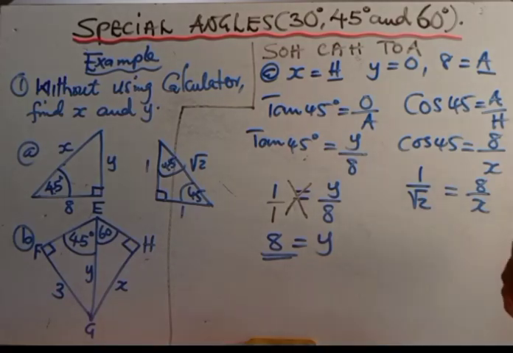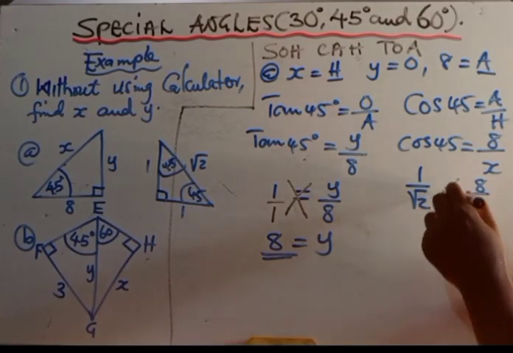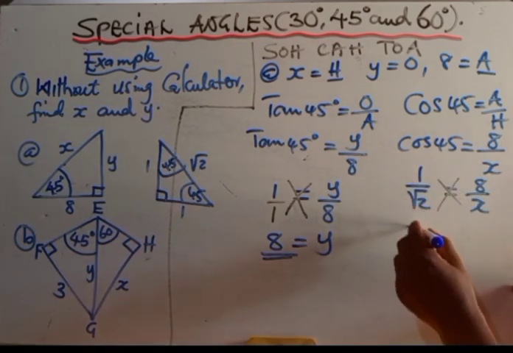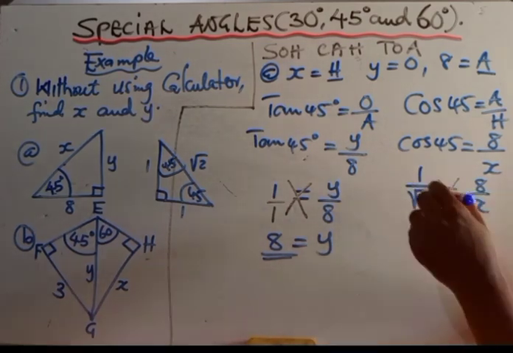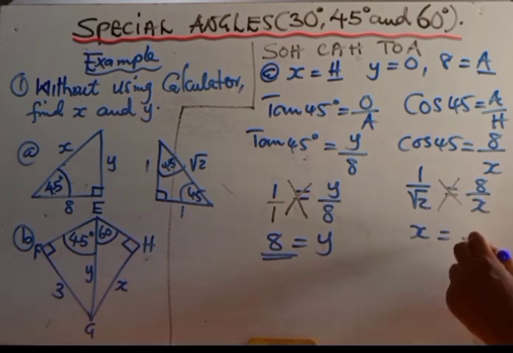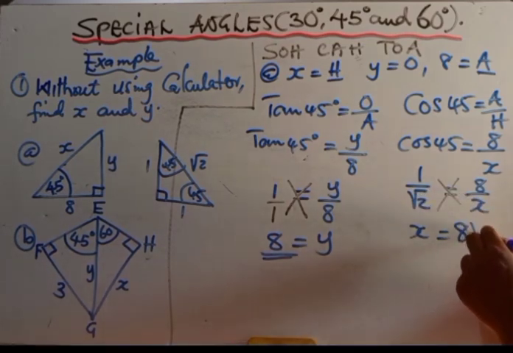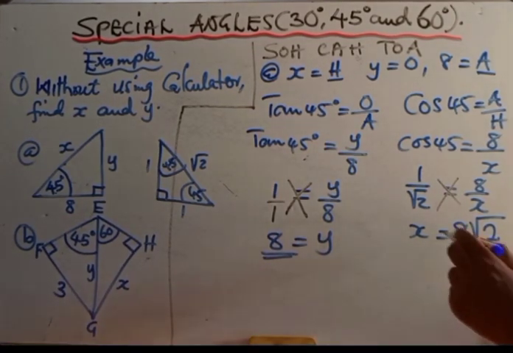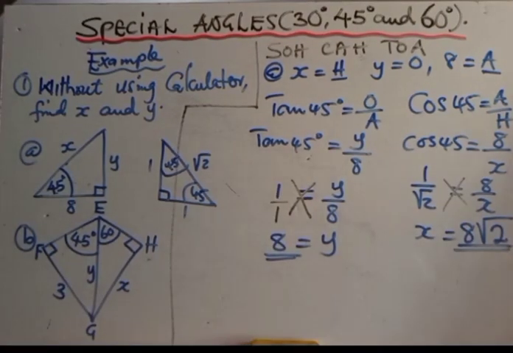Once we reach here, our interest is to find the value of x, so we cross multiply. We are going to say 1 times x will give x, then the square root of 2 times 8 will be 8 square root of 2, the way I've written it. So this marks the end of finding the value of x. I hope you have understood. That is the value of x.